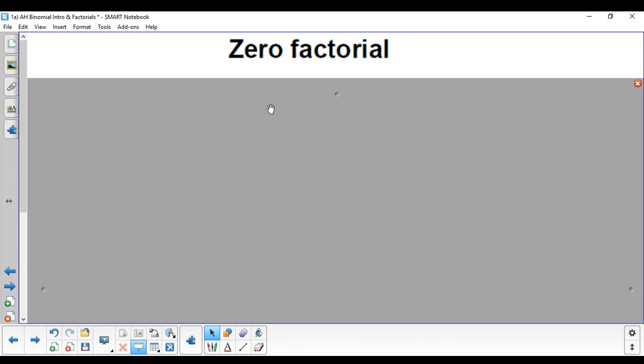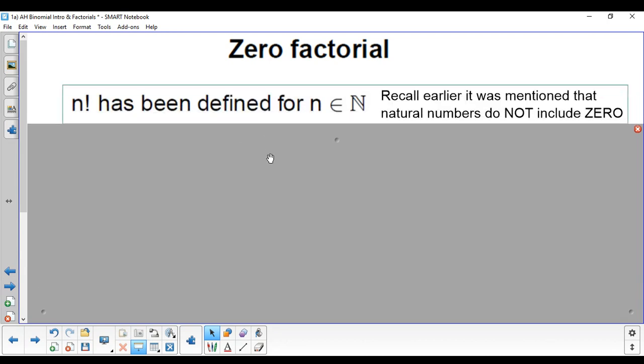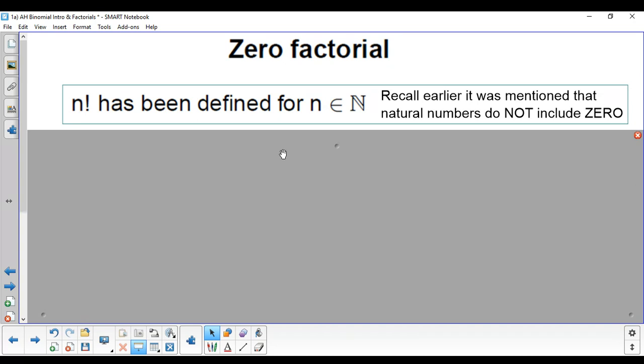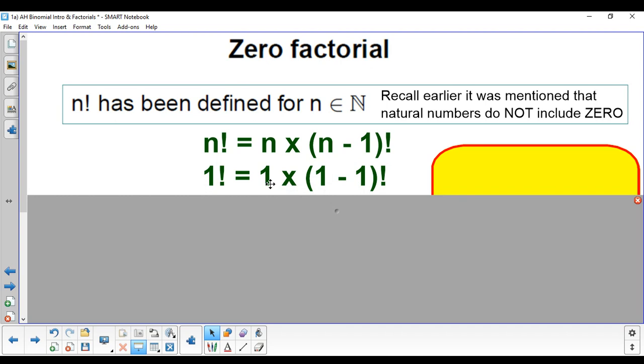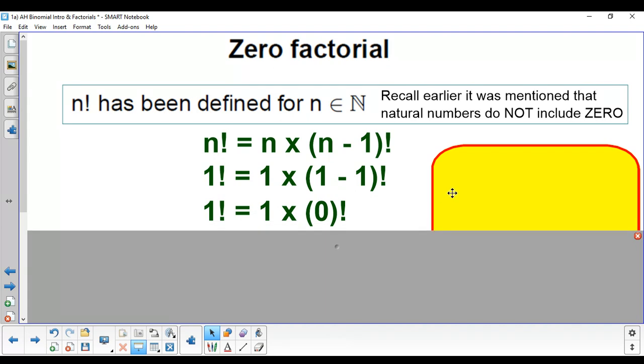0 factorial is one that's special because I said earlier on about natural numbers, and if you recall, natural numbers do not include 0. So what about n factorial in this situation here? Well, n factorial goes all the way down to 1. So they must be able to find 1 factorial. So what would 1 factorial be? It would be 1 times 1 less than 1, which means 0 factorial appears by magic.